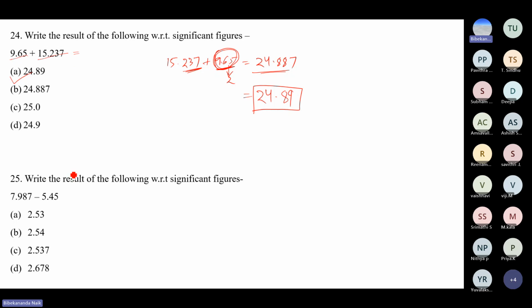Similarly, consider the next question: write the result of the following with respect to significant figures. And this is 7.897 minus 5.45. Can anyone tell me what will be the answer? 2.54. Sorry, once again, I could not hear you properly. 2.54. Yes, the answer will be 2.54.